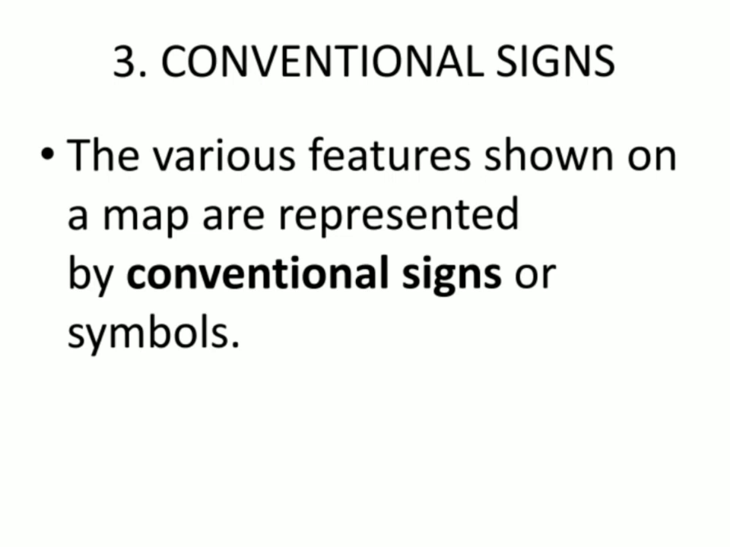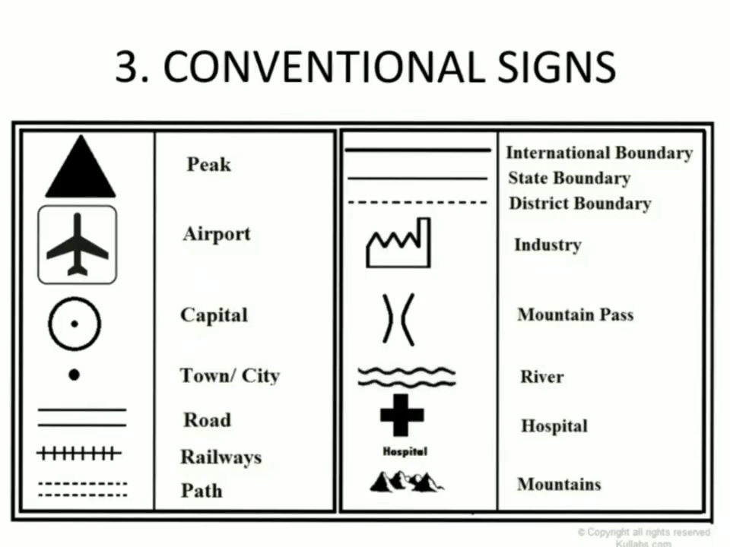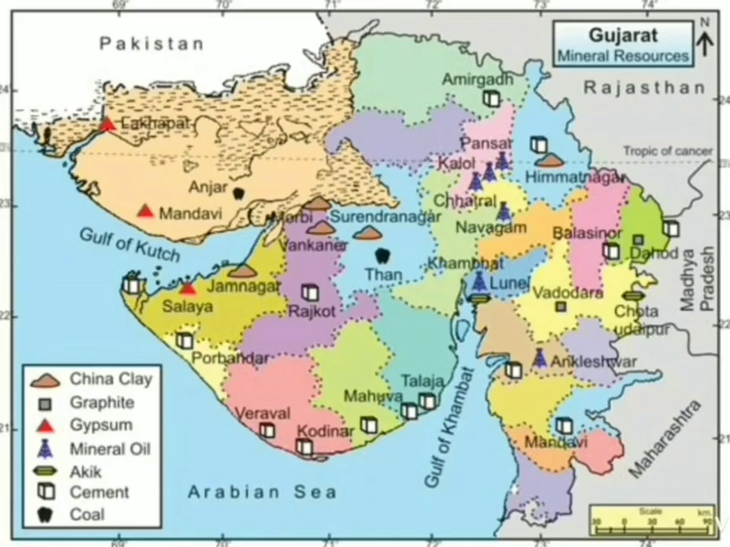Let's take one example. Here you can see conventional signs to show various things. Triangle is made to show pig. Same way, other conventional signs are made to represent a particular thing in a map. Let's understand it with more examples. If you observe the image carefully, you will be able to see the box of conventional signs.